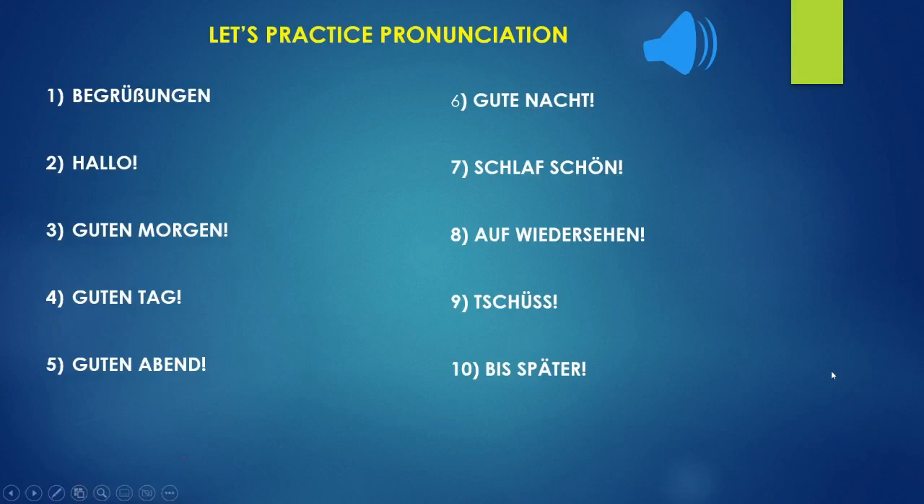It's now time to practice the pronunciation of the phrases we have learned today. I would be repeating the phrases twice. Listen to them carefully and repeat after me.